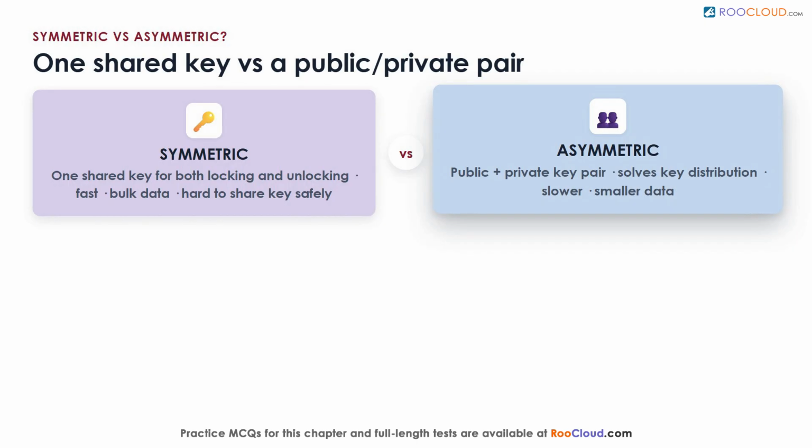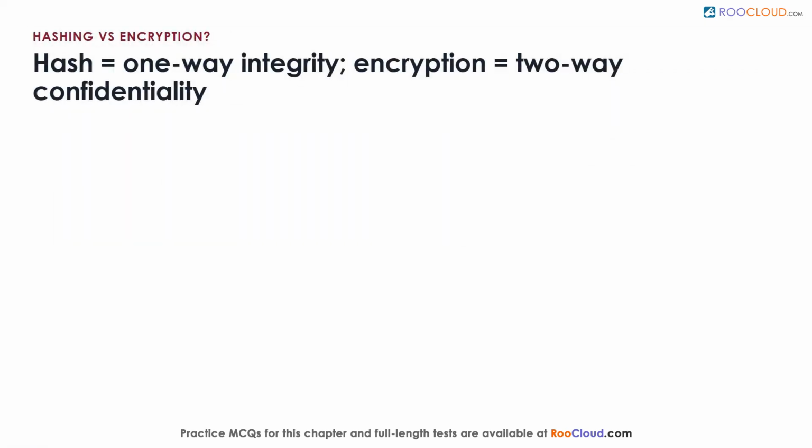There's a third building block that isn't really encryption. What is a hash function? It turns any input into a fixed length value called a digest. And it's one way. You can't reverse it back to the original. Its power is detecting change. Alter even a single bit and the hash comes out completely different.